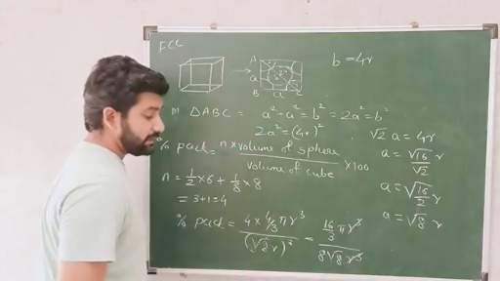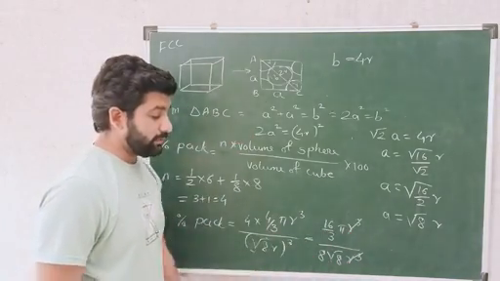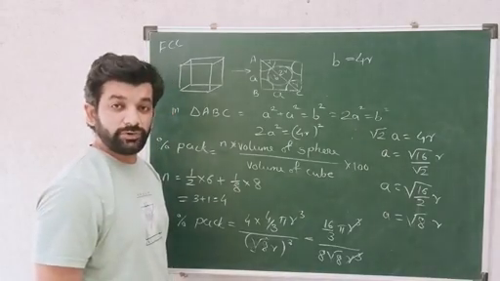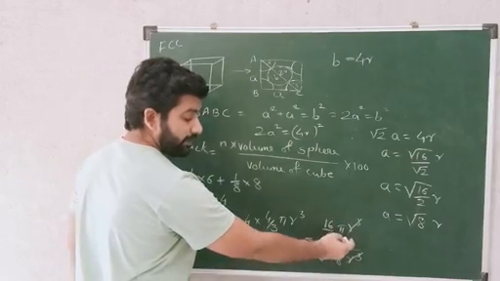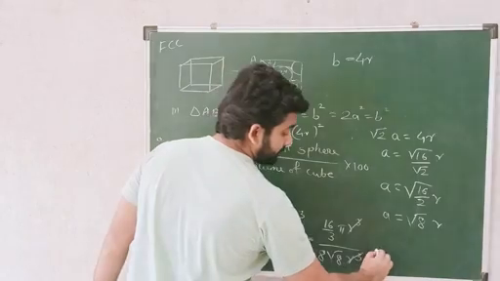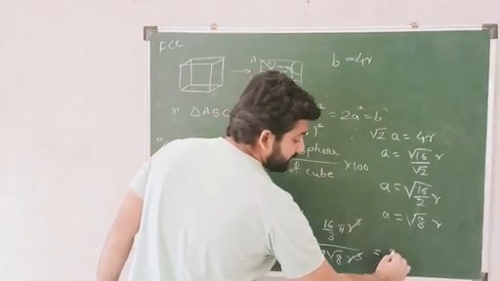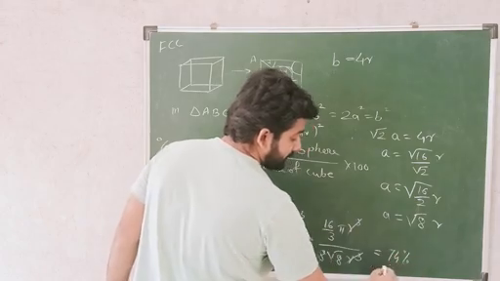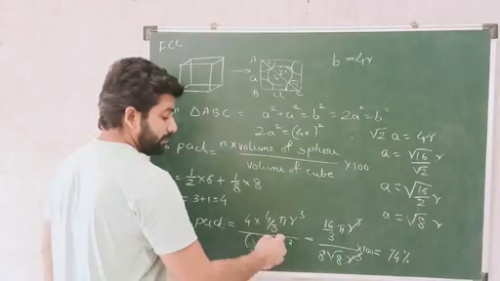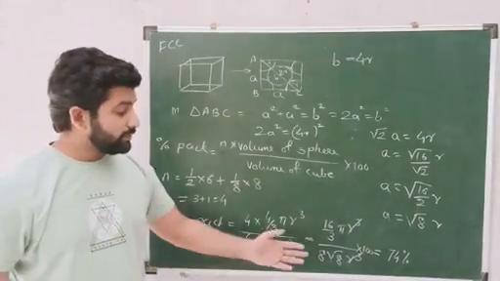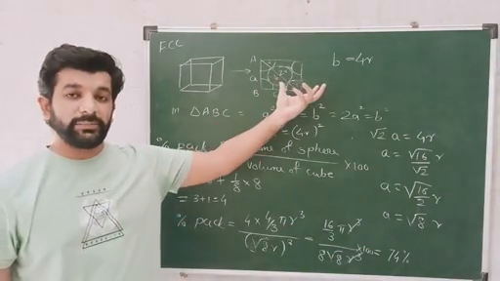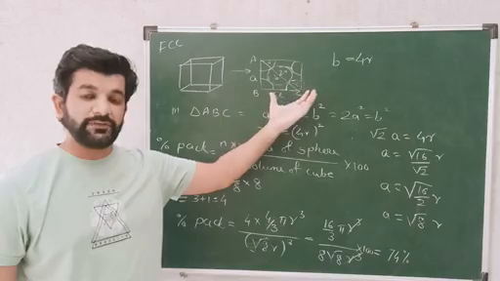r³ gets cancelled, and when we do the log calculations, substituting the value of pi as 3.414, we get the percentage as 74%. Here we are going to multiply this answer by 100. Is this clear? So 74% of the cube is occupied by the atoms in FCC.